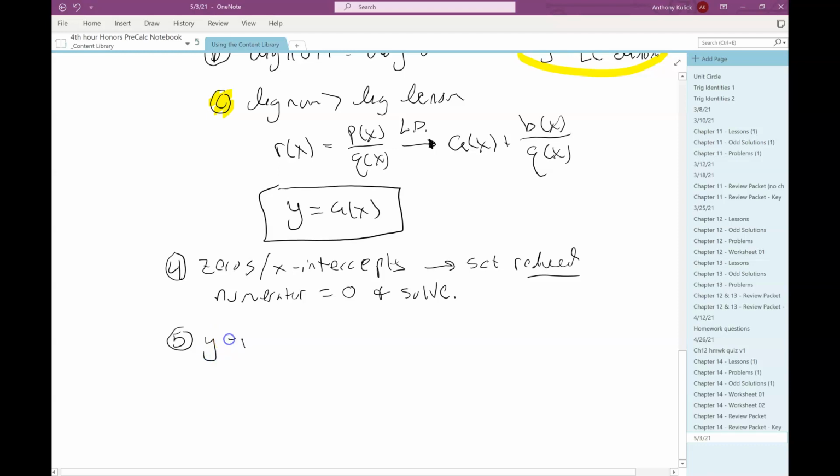And we have y-intercepts. And that we just plug, well, I'd just say it's 0 comma r of 0. Probably the easiest way to write it, right? Just putting 0 in for x, like we've done before.